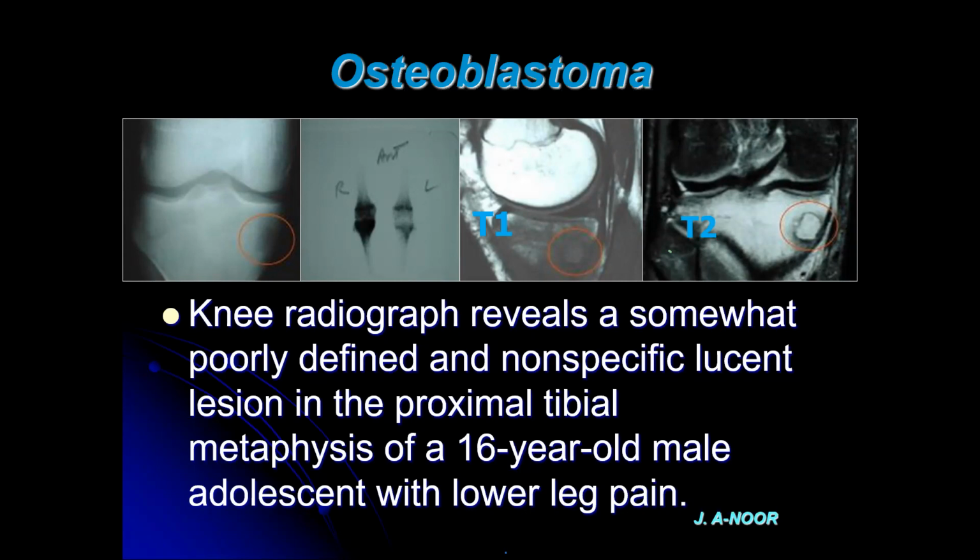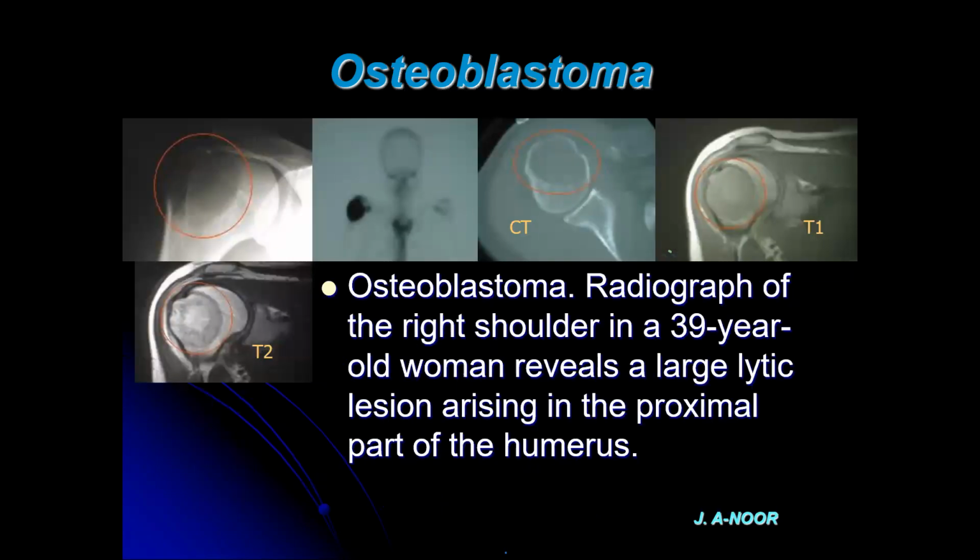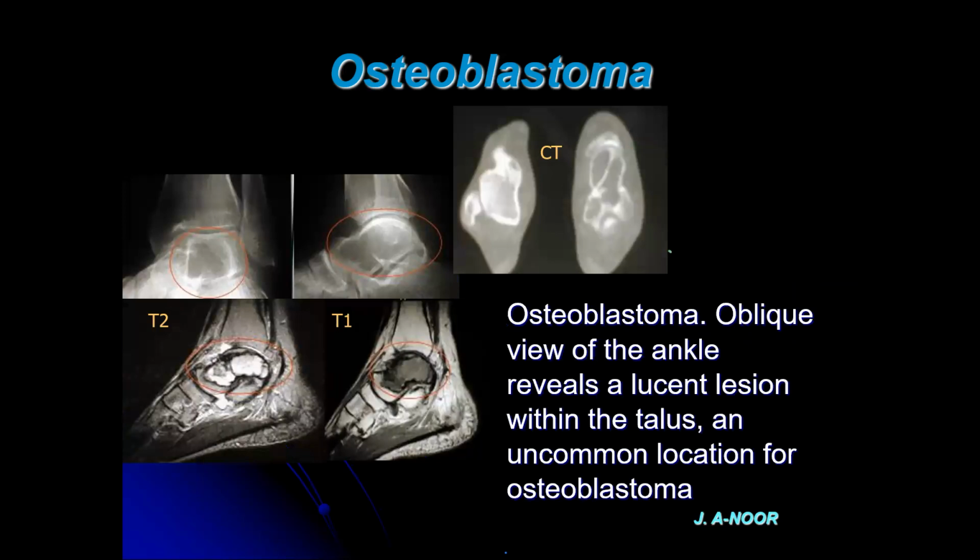So look at the differential. You see it's surrounded by a zone of sclerosis, and in the center you have a radiolucent zone. This is an osteoblastoma. Radiograph of the right shoulder in a 39-year-old woman reveals a large lytic lesion arising in the proximal part of the humerus. This is an osteoblastoma of the talus. So I'm showing you several X-rays, several MRIs, several CT scans, so that when you get such a lesion, you have to learn to put a differential diagnosis.